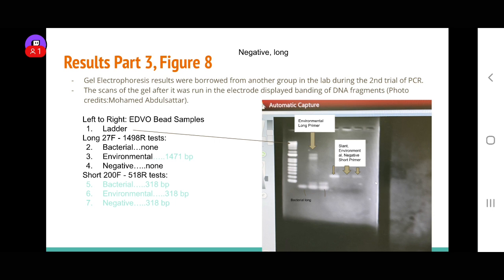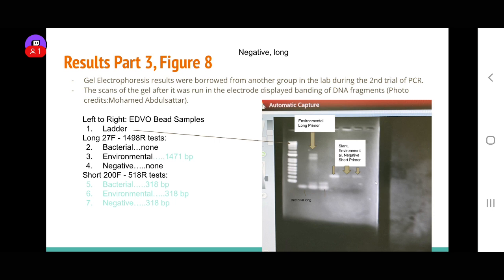With the 27F and 1498 reverse primers, the bacterial did not have the expected 1471 base pair fragment of the 16S rRNA, but we did get one in well 3, which was the environmental. We had a band of 1471 base pairs, which was expected because we're using the long primers. And we had the expected absence of a band in the negative control because there wasn't any DNA contamination in any of the reagents.